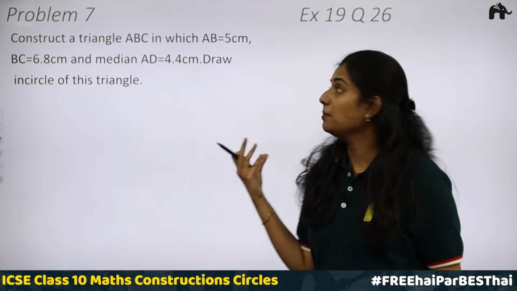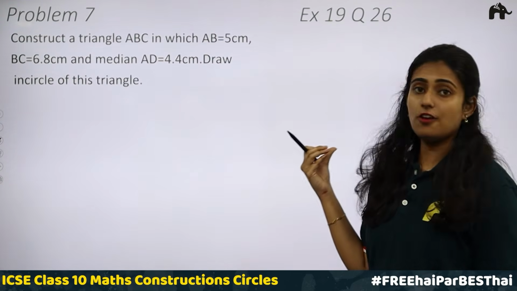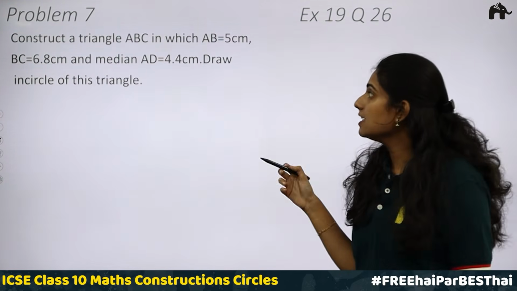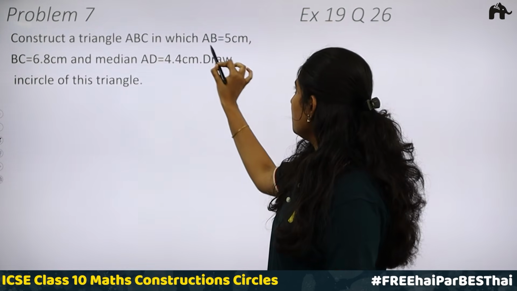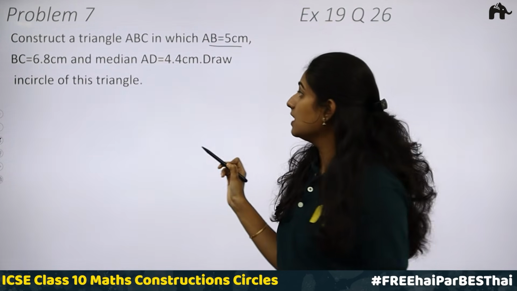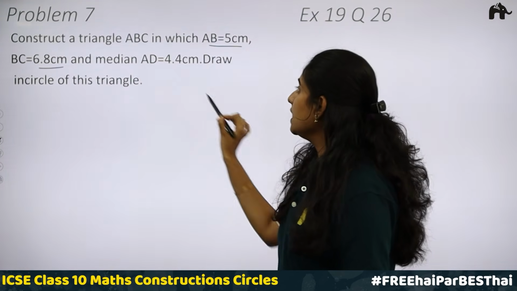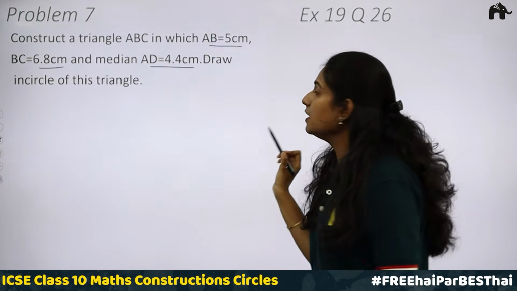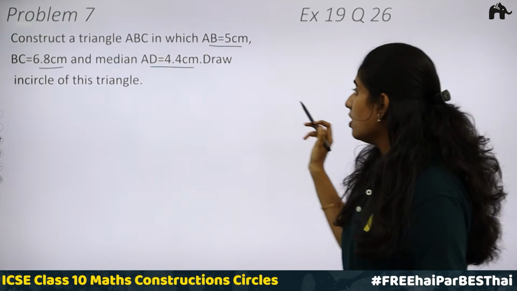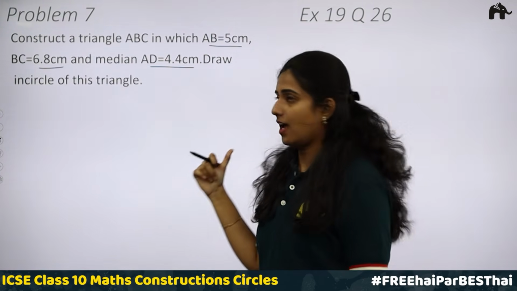Clear? Problem number 7, question 26 of exercise 19. Construct a triangle ABC in which AB is equal to 5 cm, BC is equal to 6.8 cm and median AD is equal to 4.4 cm. Draw incircle of this triangle. Okay.